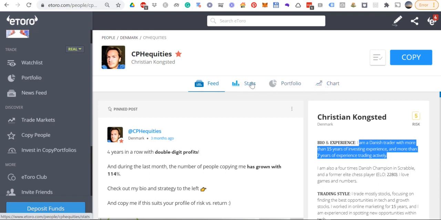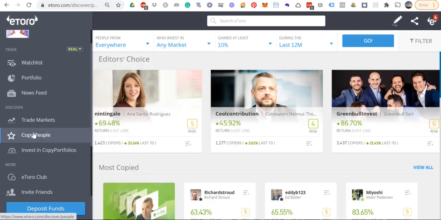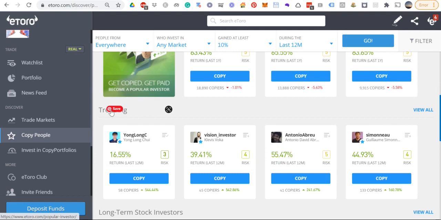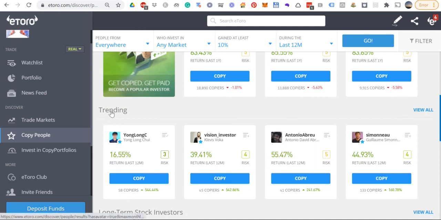profiles of these investors. So let's go back, and I'm just going to go briefly over some other ones to show. Let's go copy people. So yeah, then you've got the most copied, best part 20,000 followers. You've got trending. So these are the up and coming. Again, as I say, the copiers are looking to see who's doing well, and when they start trending, it means that there's something there. So I'm definitely going to have a look at this guy.